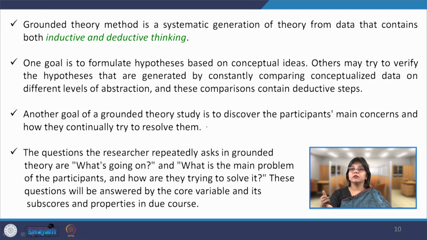So, the question the researchers repeatedly ask in grounded theory is: what is going on, what is the main problem of the participants, and how are they trying to resolve it? So, right from the first stage of discussion about grounded theory, the main focus is always what the main problem of the group members is, what the current status in the group is, and how the participants are resolving their problem. The way participants are responding is actually an answer to the researcher's problem and how it is being resolved.